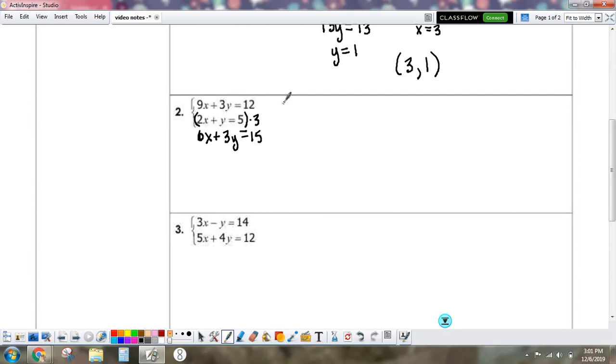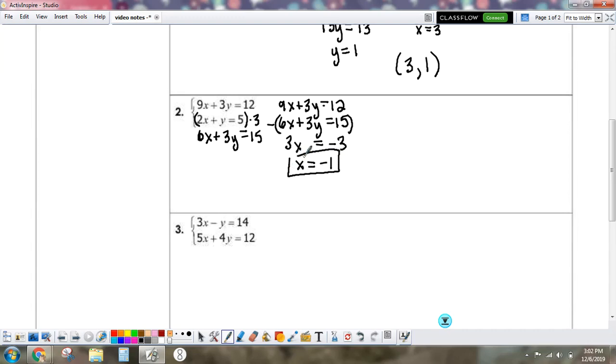So I'm going to rewrite both of my equations. And I have same coefficient here, same sign. So I'm going to do the subtraction. So I'm going to subtract 9 minus 6. That gets me 3x. 3 minus 3 is 0. 12 minus 15 is a negative 3. Divide both sides by 3, and you get negative 1.